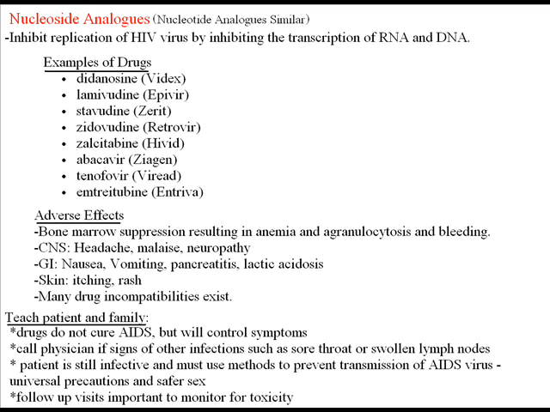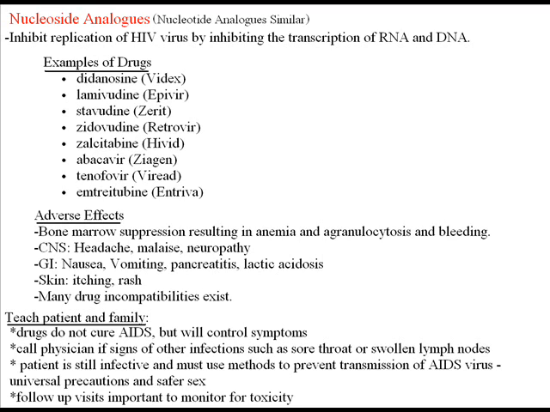Adverse effects. You're going to want to watch for bone marrow suppression resulting in anemia, agranulocytosis, and bleeding. This is especially seen with patients on Retrovir. Epogen may be given to raise the red blood cell count. Transfusions may be needed during therapy, and make sure to teach patients to avoid exposure to infections and to have their blood counts assessed every 2 weeks.